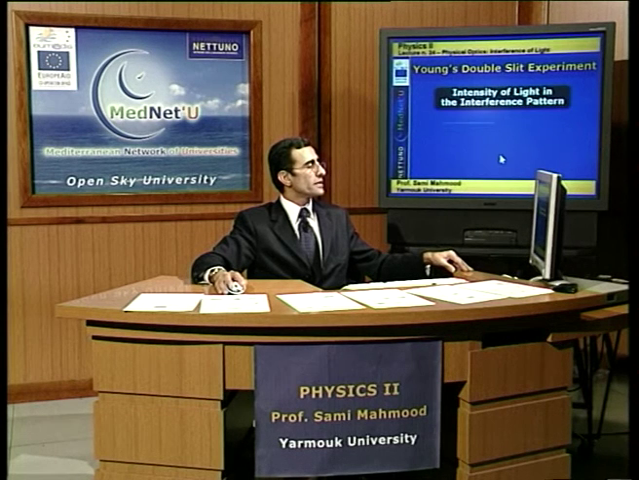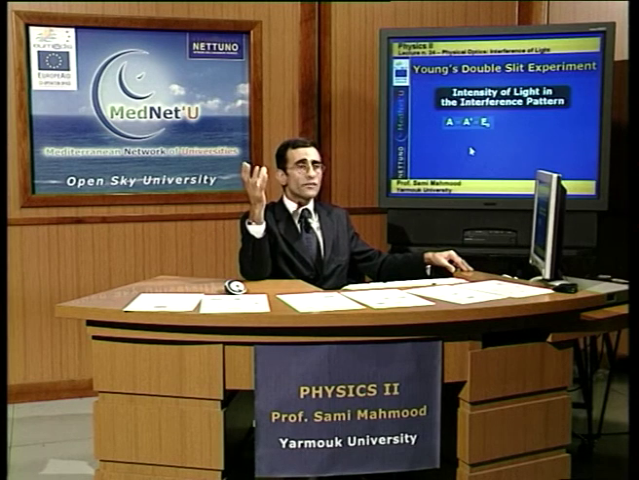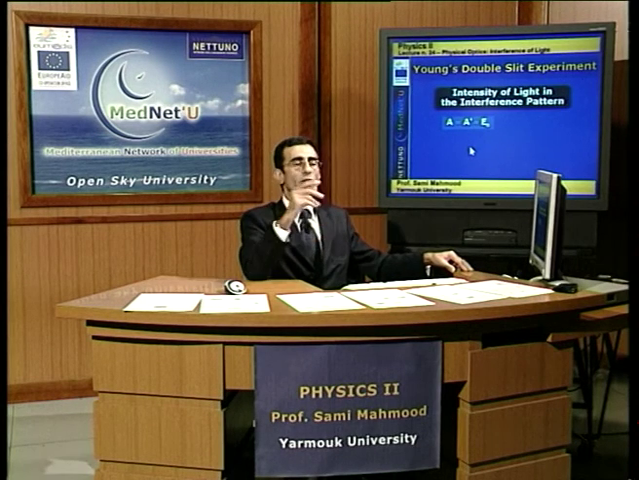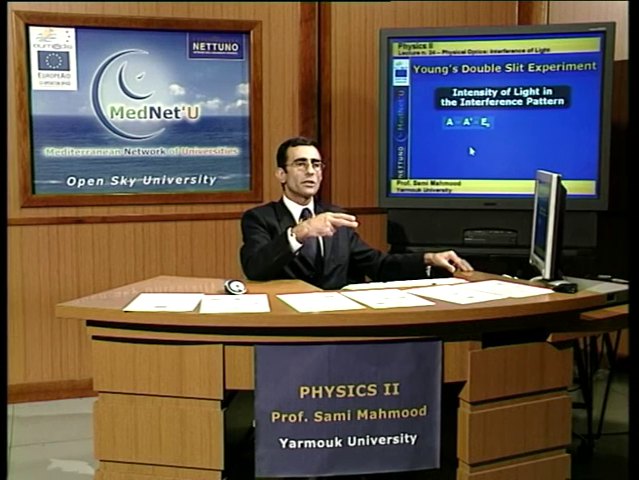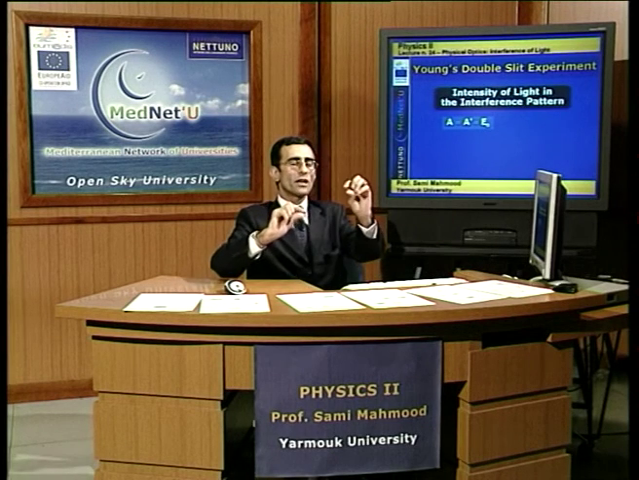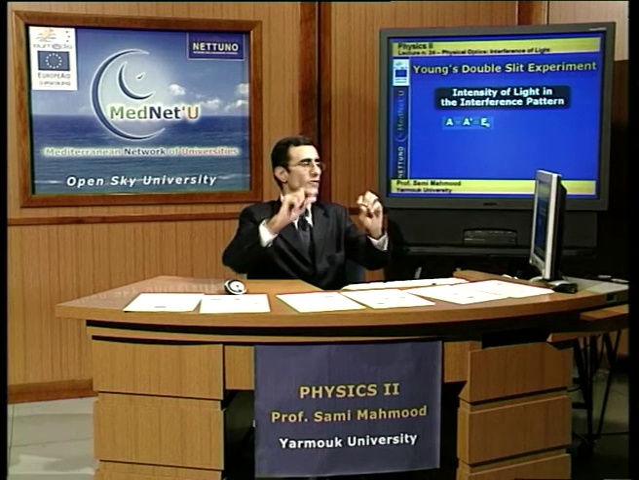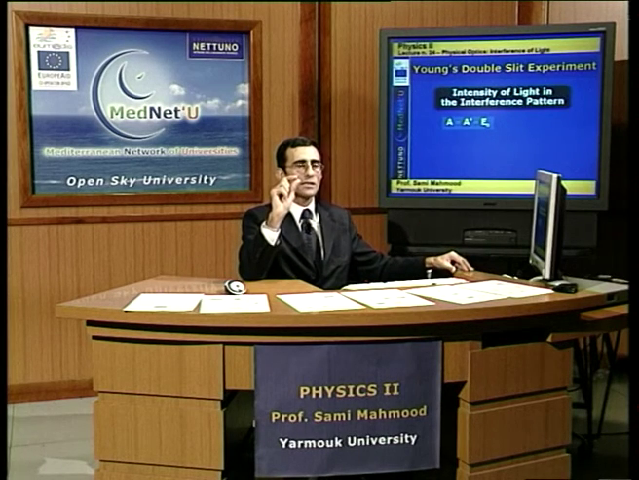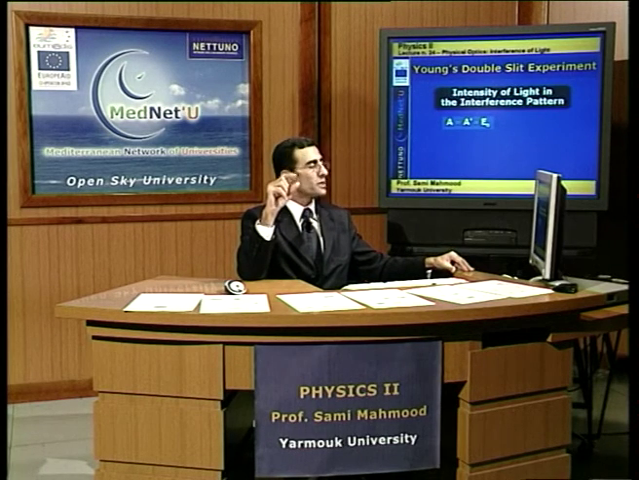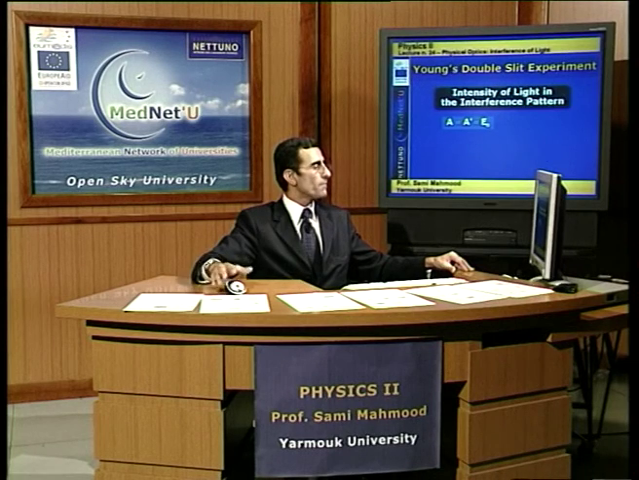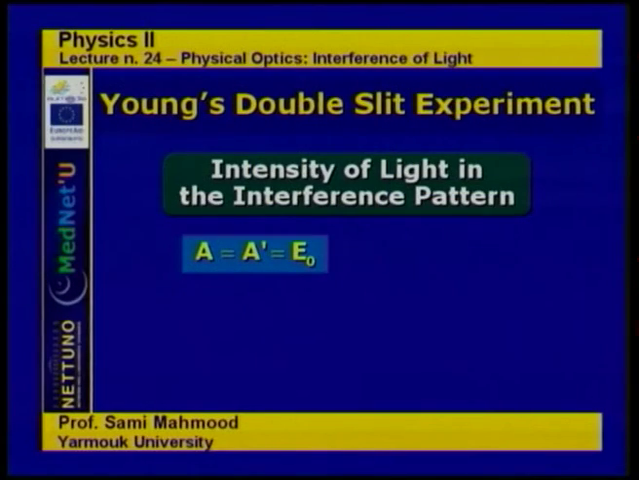And for the intensity of light, we assume that the two waves have the same amplitude, as in Young's double slit experiment, because we are dealing with the same wave and we are picking two slits. If the two slits have exactly the same size, then the amplitudes of the wavelets are the same, and A is equal to A prime, which we assume to be E naught, the amplitude of the wave.